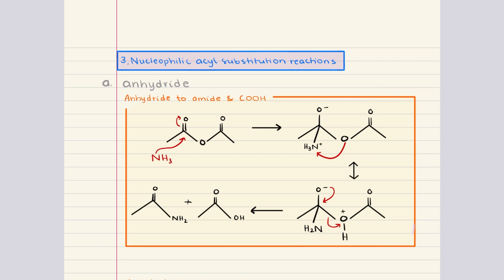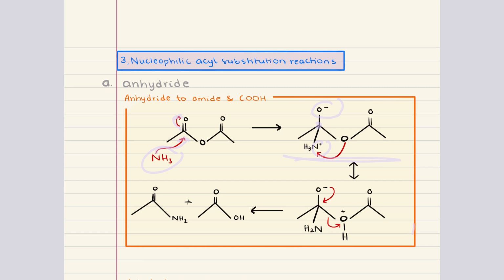First, let's consider what happens when an anhydride reacts with ammonia. In this reaction, the ammonia acts as the nucleophile. It attacks the carbonyl carbon of one of the carbonyl groups in the anhydride, and that pushes the electrons up onto the carbonyl oxygen, and it forms a tetrahedral intermediate. In the intermediate, the oxygen now carries a negative charge, and the nitrogen from ammonia is temporarily attached to the carbonyl carbon, and it carries a positive charge.